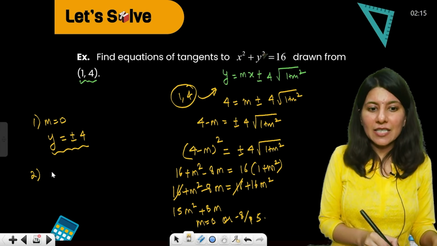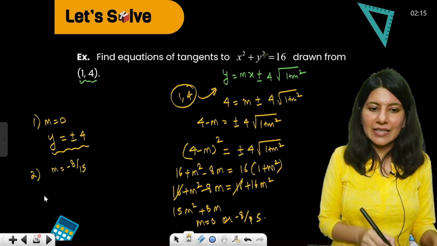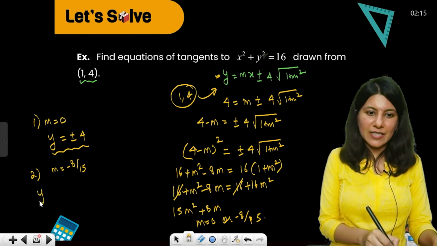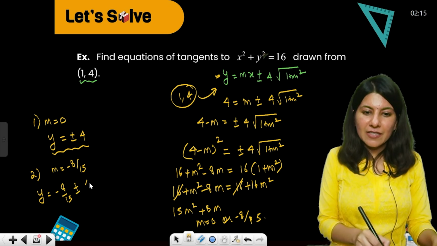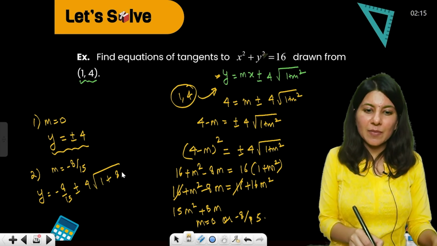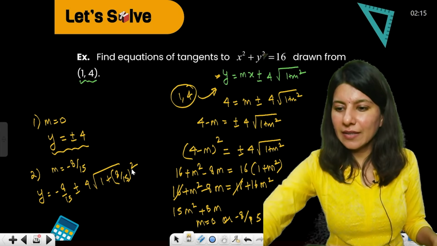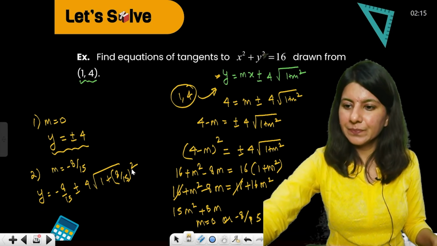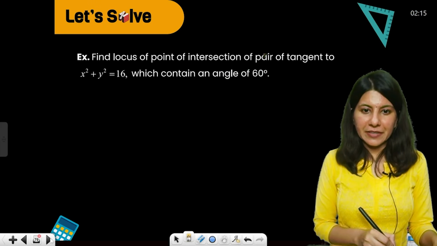If m is minus 8 by 15, you can just plug the value into this equation and you can get the answer: y equals minus 8 by 15 x plus minus 4 square root of 1 plus (8 by 15) whole squared. And you will get the answer. Okay? Clear? Perfect.